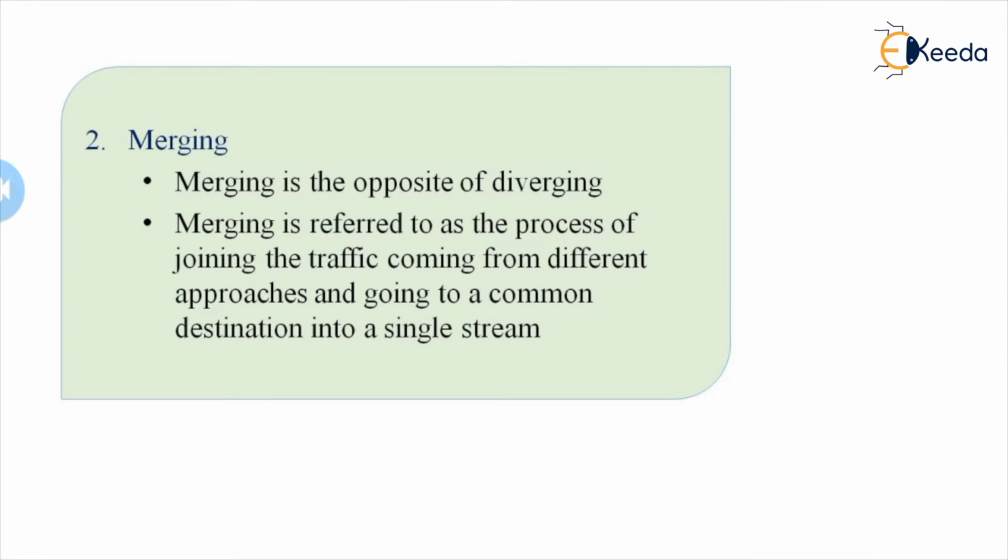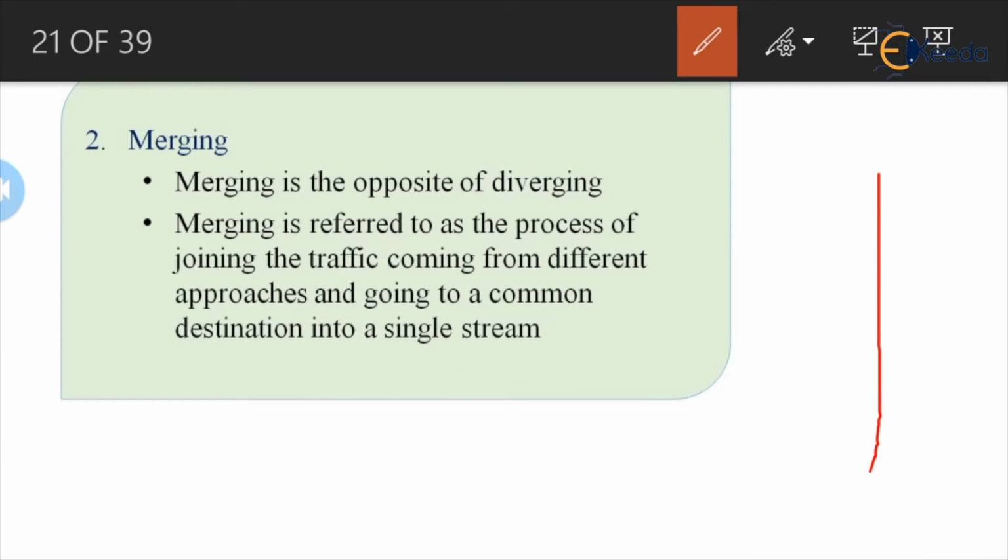Merging is referred to as the process of joining the traffic coming from different approaches and going to a common destination into a single stream. If this is the main stream, then the vehicle approaches from different directions and gets merged into the mainstream, and both the vehicles negotiate the road in the same direction.